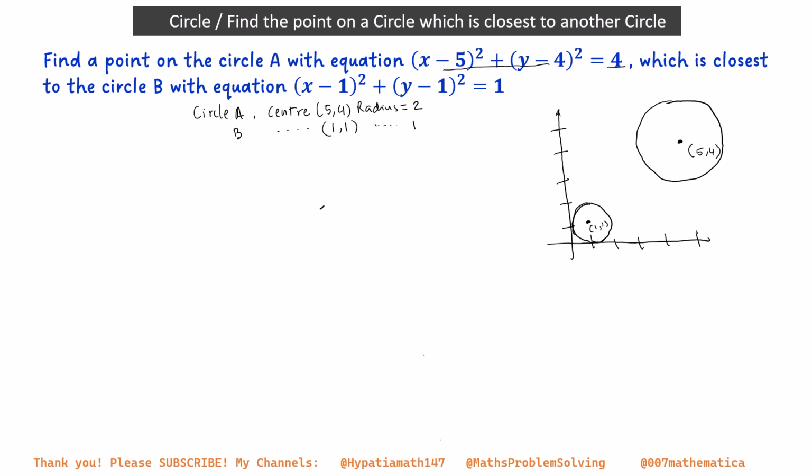So I have to draw a line joining the centers. So this is my line joining the centers of the two circles. So 1, 1 and 5, 4. Now the point which is closest, this is circle A and this is circle B. The point which is closest to circle B and lies on A would be this point. So that's the point, right?